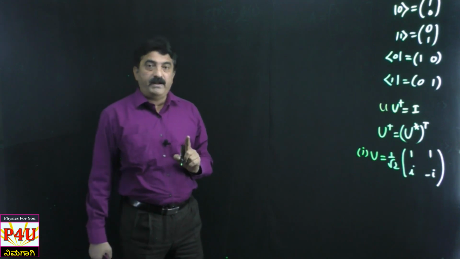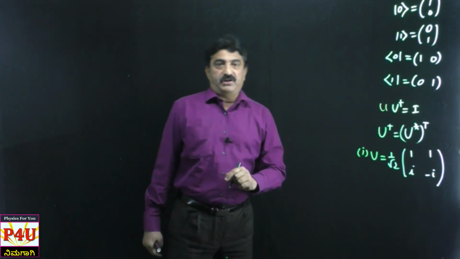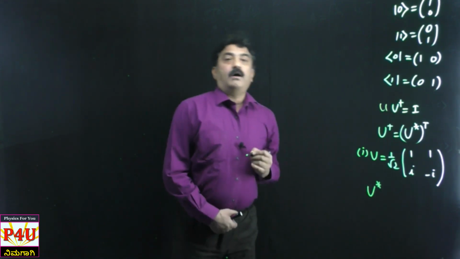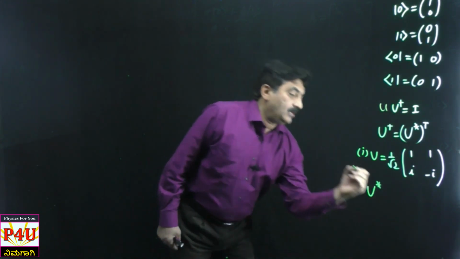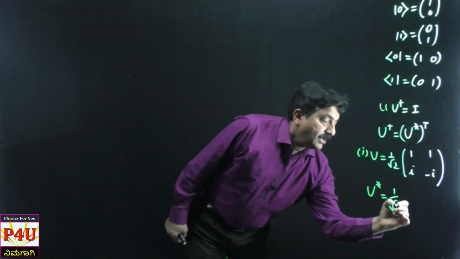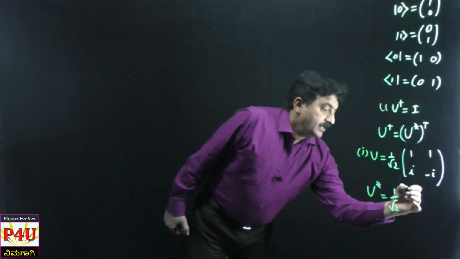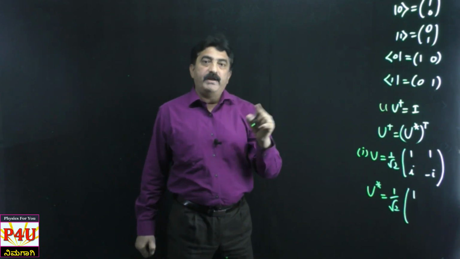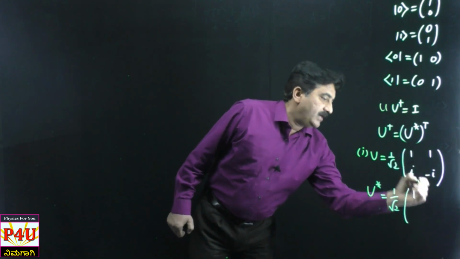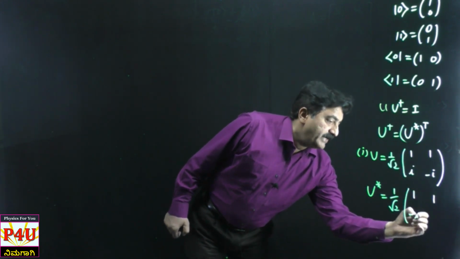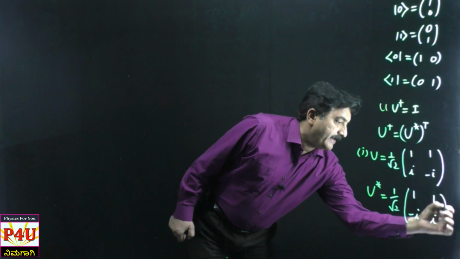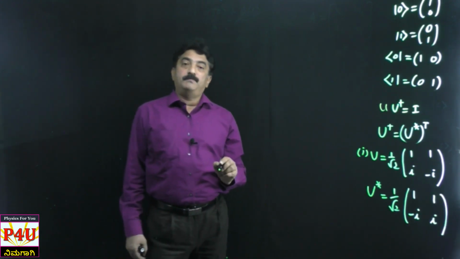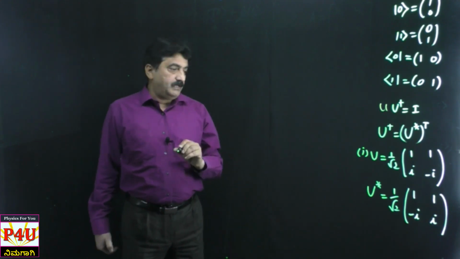How to check a unitary matrix? First we have to find the Hermitian of this one. How to find the Hermitian? First we have to find the complex conjugate. What is the complex conjugate? Retain the constant terms as they are. Wherever you have a positive imaginary part, make it negative, and negative make it positive. So 1 as it is, 1 as it is, i now becomes minus i, minus i becomes plus i. So this is the complex conjugate. Now you take the transpose. What is transpose? Row becomes column, column becomes row.